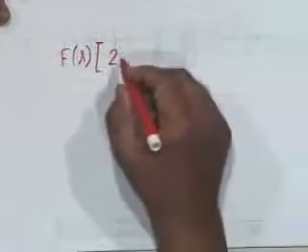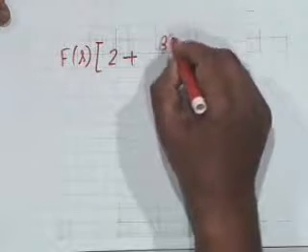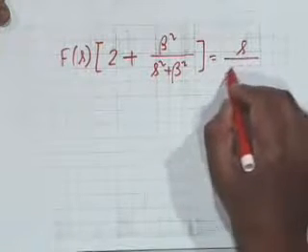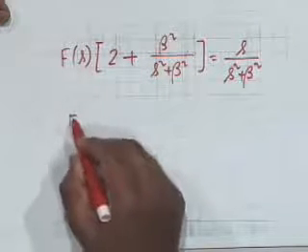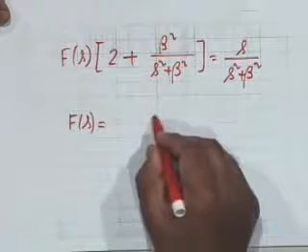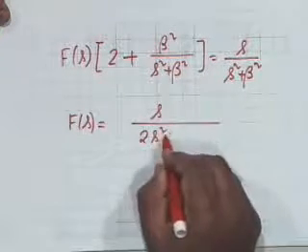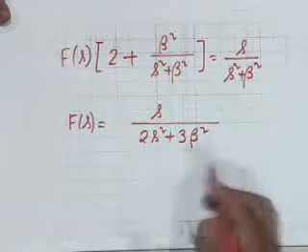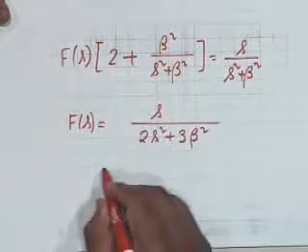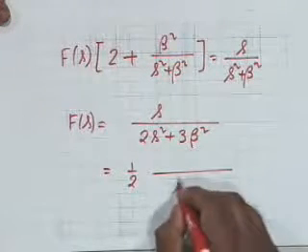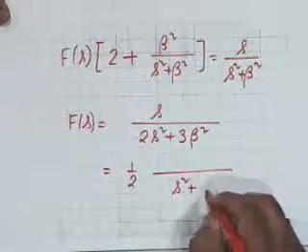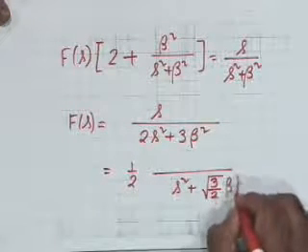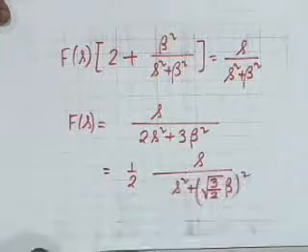There is another point which I want to mention here, 2 plus beta squared divided by s squared plus beta squared equal to s divided by s squared plus beta squared, and you can simplify this to f of s equal to s squared divided by 2s squared plus 3 beta squared. I think the simplification is obvious. In order to invert this, I write this as half s squared plus 3 by 2, which I can write as square root 3 divided by 2 beta whole squared and s.